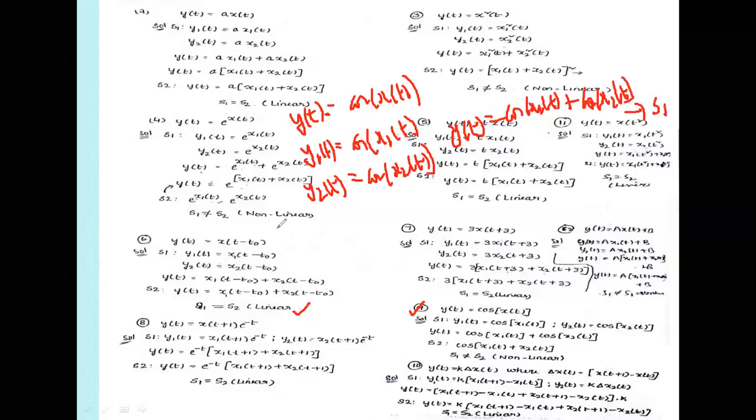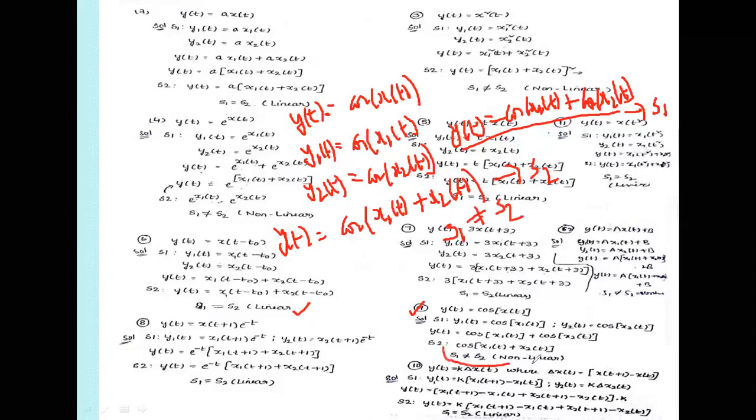Now, before giving to the system, you can add the two signals. Then y of t is equal to cos of x1 of t plus x2 of t, because before giving to the system you add the two signals. That summed signal is passed to the system and you get the response y of t. This function is S2. So observe here cos x1 of t plus cos x2 of t, and here cos of x1 of t plus x2 of t. So S1 is not equal to S2. Okay. The system is a non-linear system.